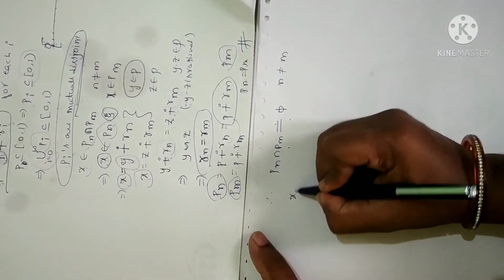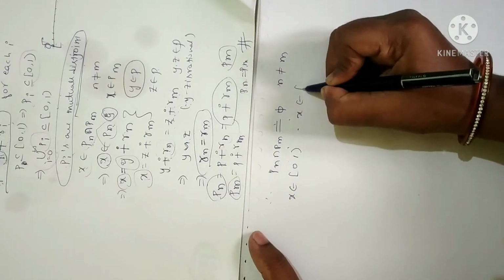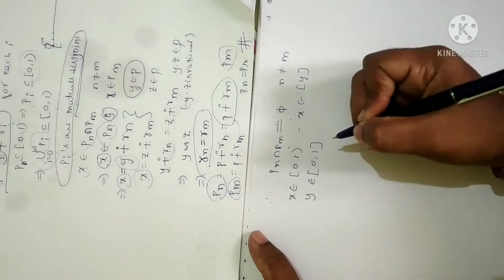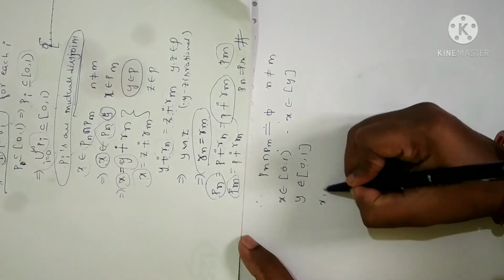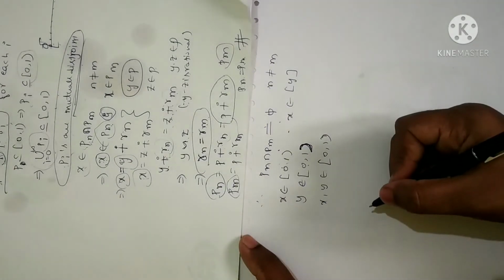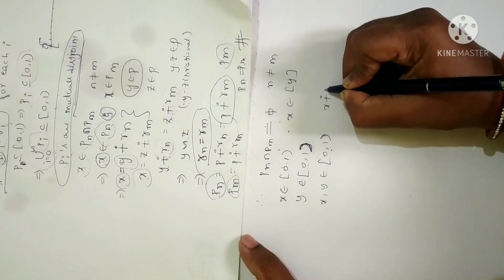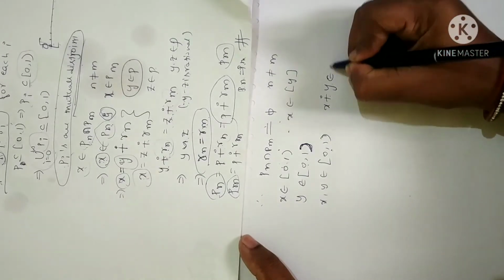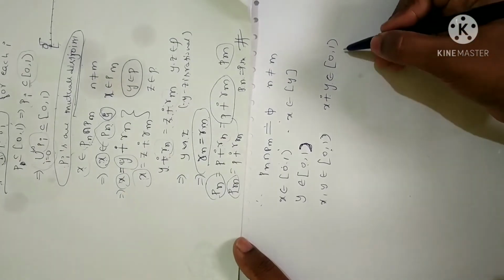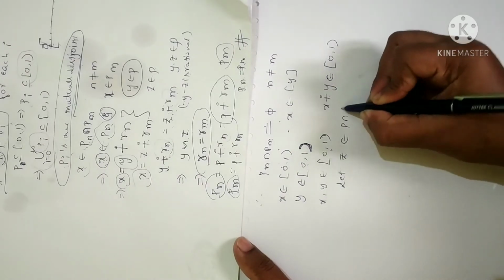So I can write Pn intersection Pm is equal to the null set for n not equal to m. Now let me take an element x in the same interval, and let me take one more element y in the same interval. From these two assumptions, x and y are both in the interval closed 0, open 1. Clear? If x and y are in this interval, then as per the definition of translation modulo, x translation modulo y will be in the same interval, closed 0 and open 1. Now let me take an element z which belongs to P intersection y.